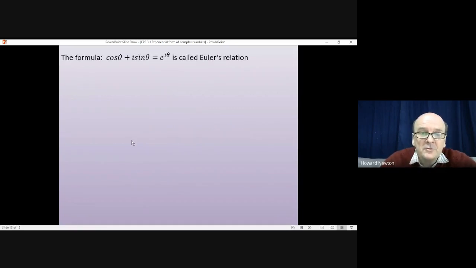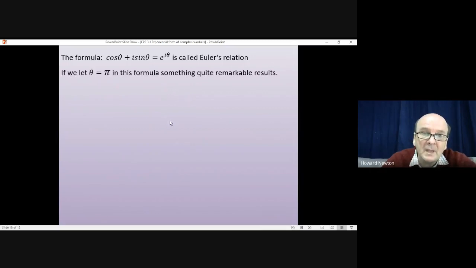Now, the formula that we derived just now, cos theta plus i sine theta equals e to the i theta, is a very important relation, and it has a name. It's called Euler's relation, named after the Swiss mathematician Euler. If we let theta equal pi in this formula, something quite remarkable results. Putting in theta equals pi, we get cos pi plus i sine pi is equal to e to the i pi. Well, cos pi is minus 1, sine of pi radians is 0. So we get minus 1 plus 0 equals e to the i pi.